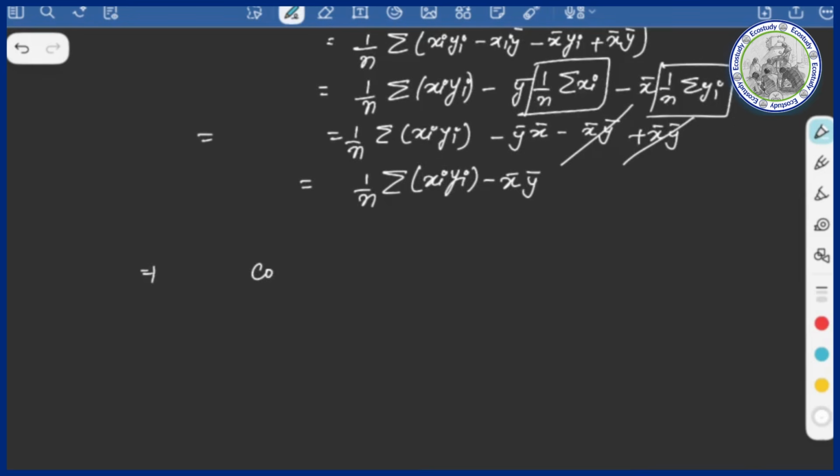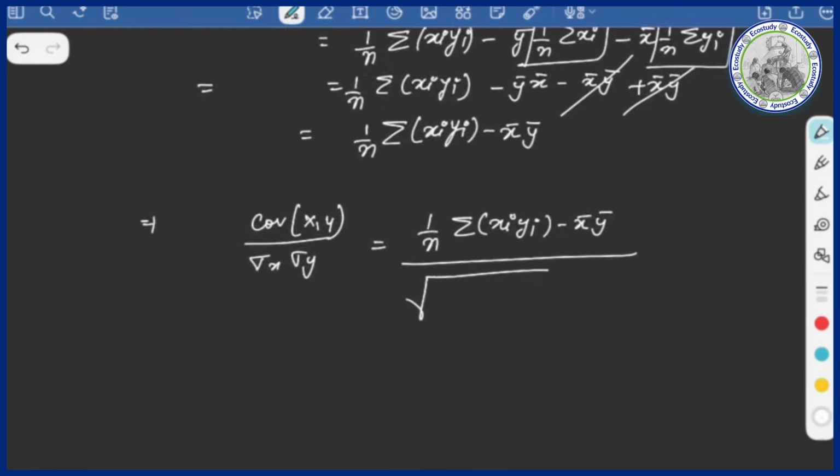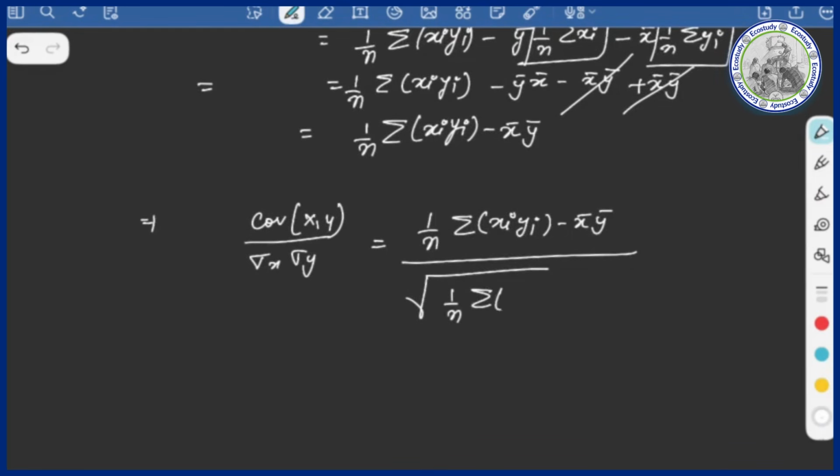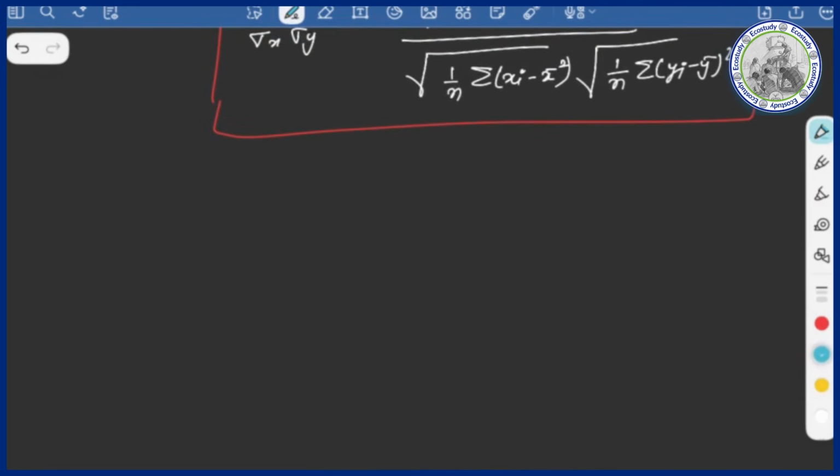So at last we will write that covariance of xy divided by sigma x into sigma y is equal to 1 upon n sigma xi yi minus x bar y bar divided by under root of 1 upon n sigma xi minus x bar square into 1 upon n of sigma yi minus y bar square. So this is your formula for the correlation coefficient.